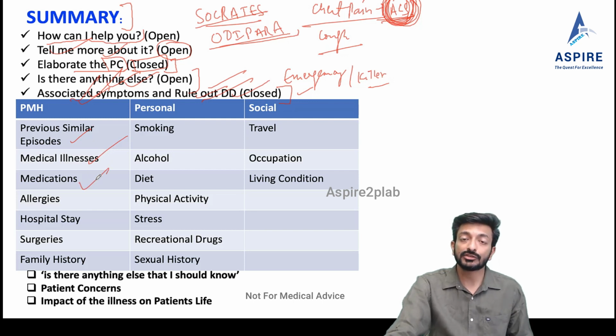And then you need to ask for medication as well. Are you taking any medication, including over the counter and herbal remedies? Whatever the patient is taking, ask in detail. Why are you taking it? Since when have you been taking it, right?